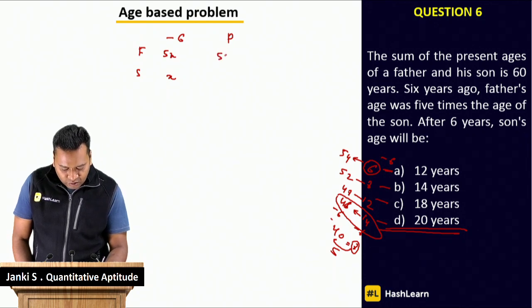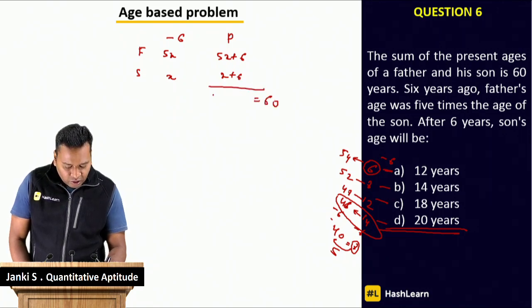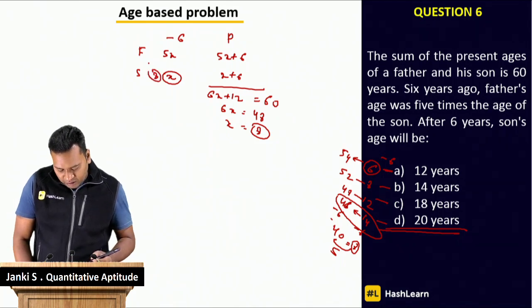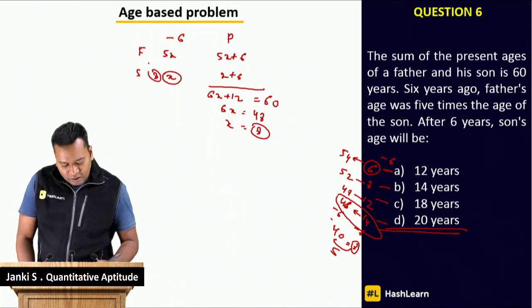Now according to this, 5x plus 6 and x plus 6, the summation of these should be equal to 60, right? So nothing but 6x plus 12. Also we can say 6x is equal to 48. So x value is nothing but 8 here, right? That was the condition at this time, right?